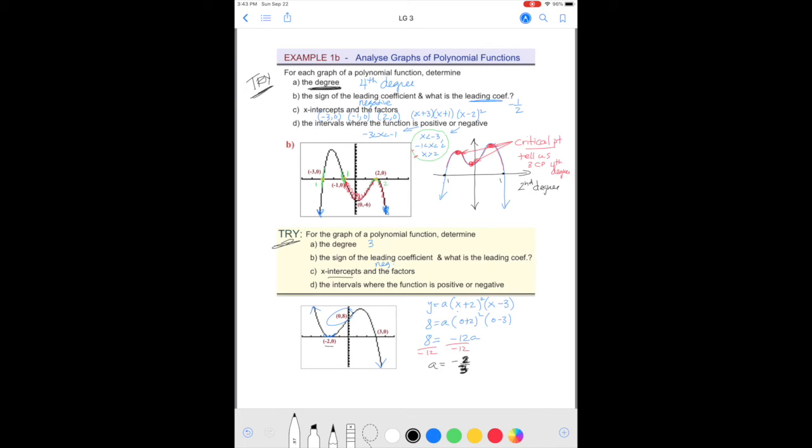And the x-intercepts, we have them there and there. And the intervals, let's do positive. It's positive here. So we know it's x less than -2. It's positive here. So that is between -2 and 3. And it's negative in this section right here. So x greater than 3.